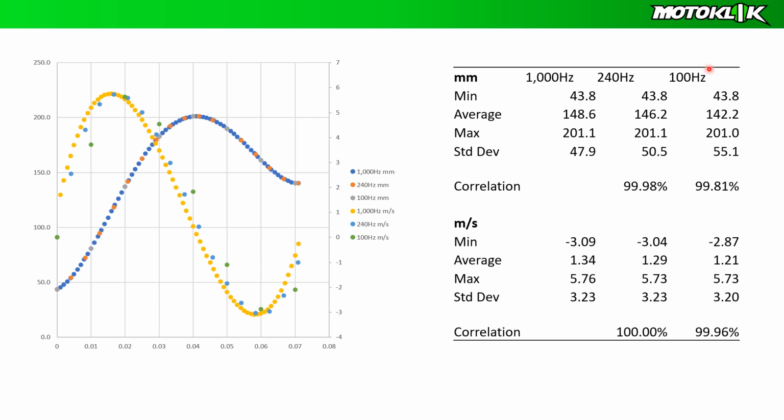So what this means then is that when we look at the data as a whole, even down to 100 hertz, we have a very strong correlation with the higher sample rate. And we can do the same then for the speed that the suspension moved at, and that gives out a correlation result of 99.99999 something percent for 240 hertz, and then 99.96% for 100 hertz. So again, we can use this data as being statistically very similar at the lower sample rate compared even to 1000 hertz.